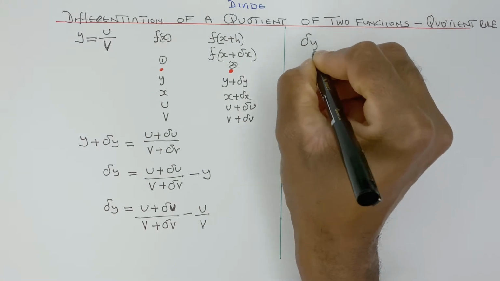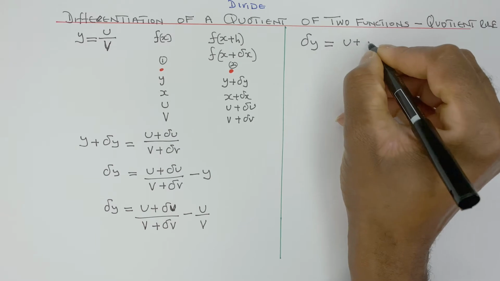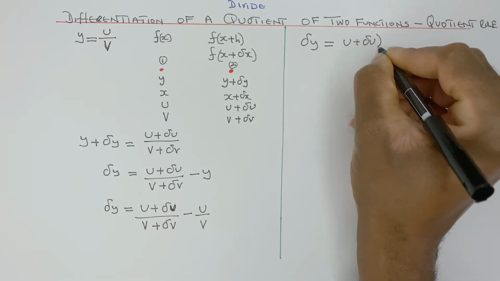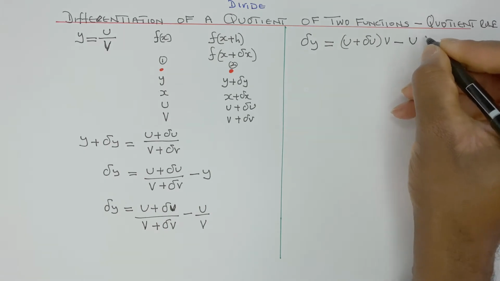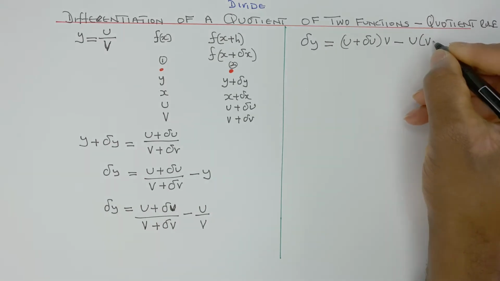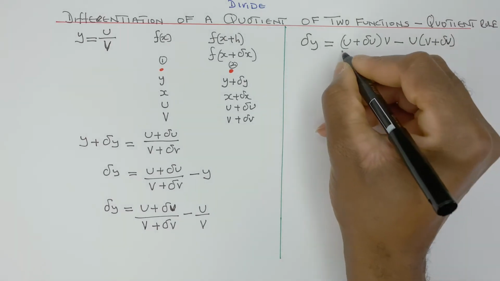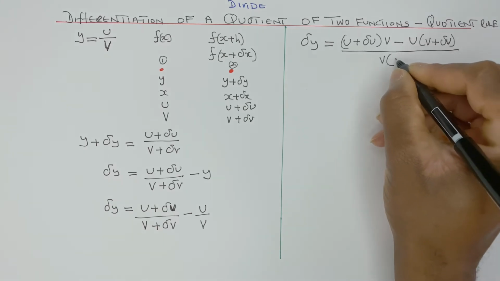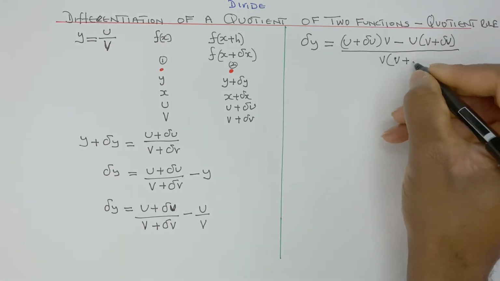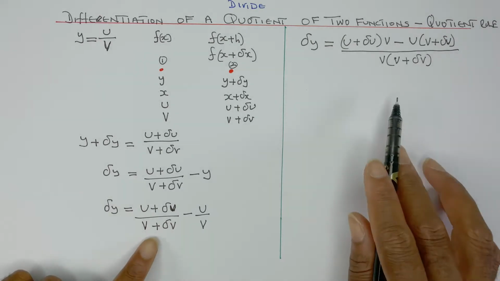So delta y equals u plus delta u times v, minus u times v plus delta v, over v open bracket v plus delta v. I multiply these two together. That's what you see at the bottom.